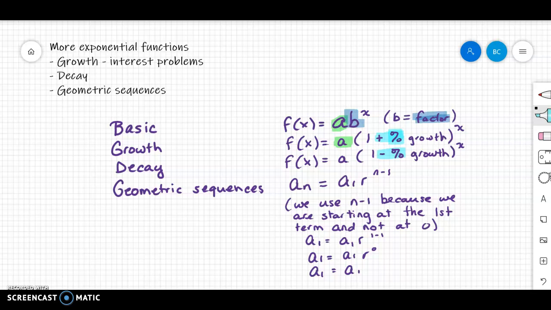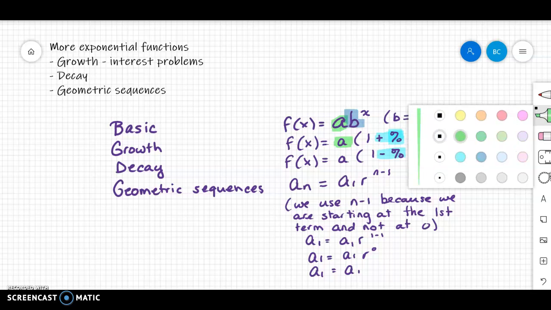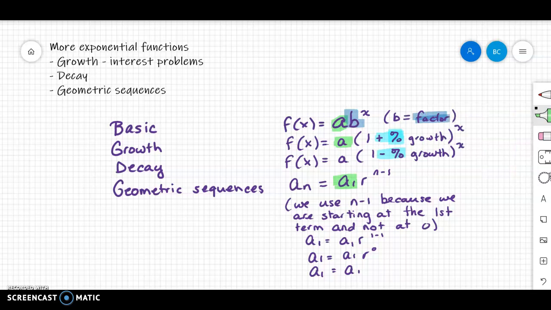Then today what we're going to spend most of our time on is the geometric sequences. So geometric sequences are really the same thing, except that we're using different symbols and we're not starting at 1, or we're not starting at 0. So we use n minus 1 instead of just n. So again, we're going to start with the same thing. This a sub 1 represents the first term, so that's the same on all of them. So that's my beginning value, or the first term.